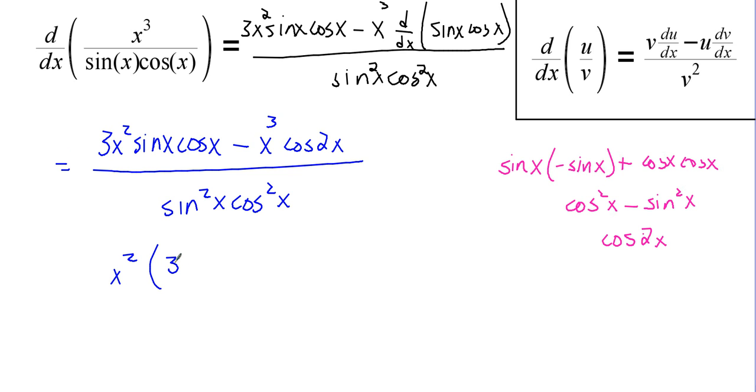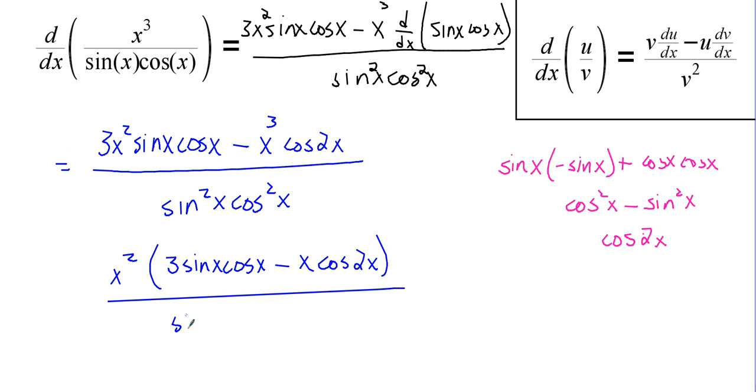If we want to, we can factor out the x squared from the numerator, but that's the only common term. We can get x squared times 3 sine x cosine x minus x cosine 2x all over sine squared x cosine squared x. And that's our final answer.